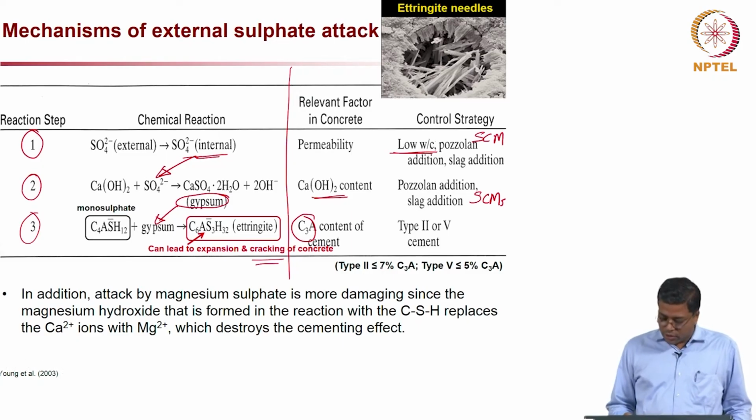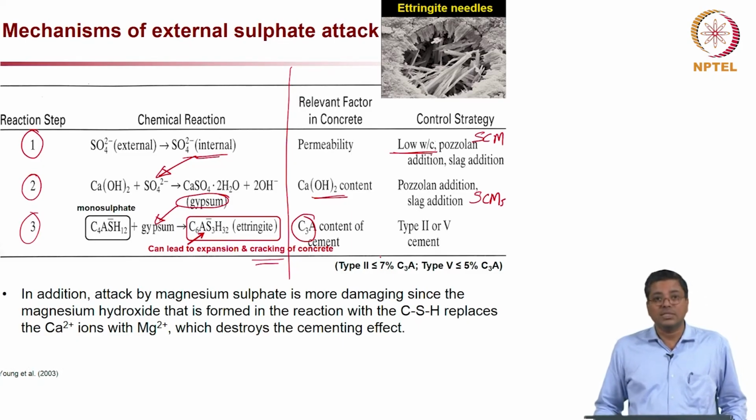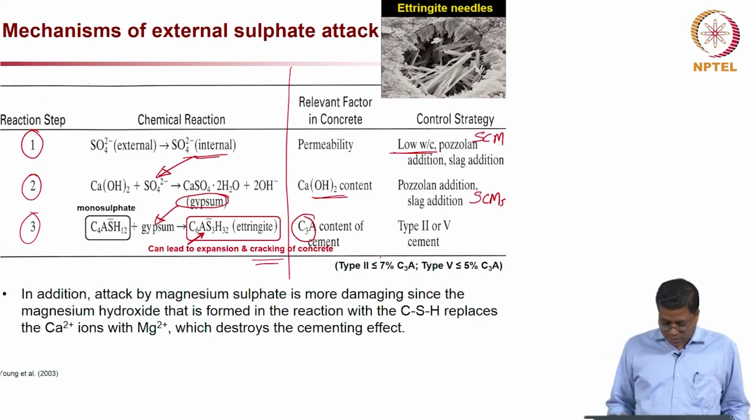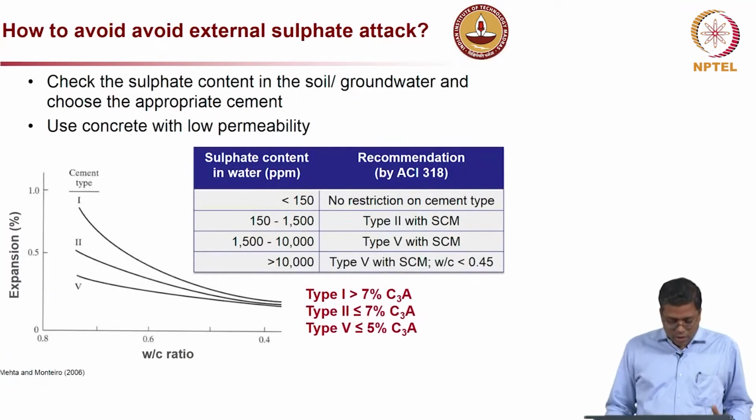So, type 2 is the cement with less than 7% C3A, and type 5 is cement with less than 5% C3A. Now, this is a graph showing how the C3A content is going to affect expansion, just a demonstration of that.